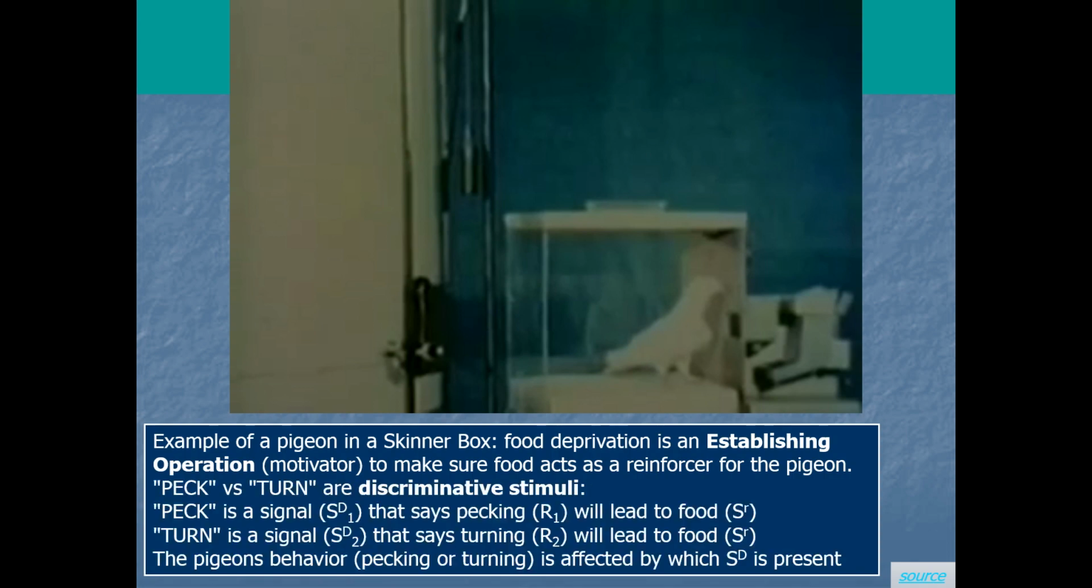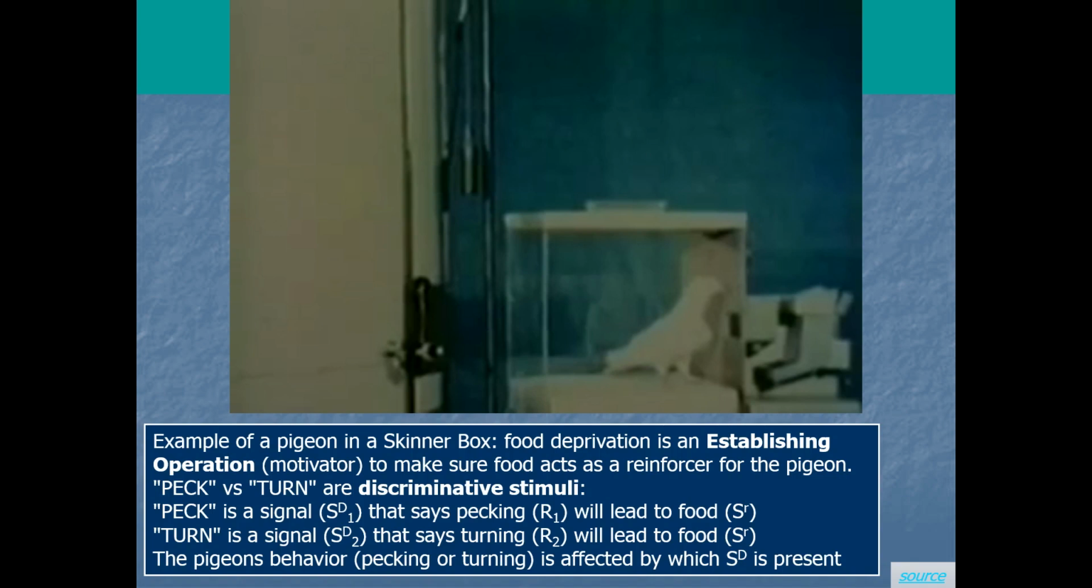Meanwhile, just to apply some of the terminology we've learned to this video here, we can see that the peck versus the turn signs in that little box, those were discriminative stimuli. So peck is a signal, we could say our first discriminative stimulus, that says pecking will lead to food. So the first behavior of pecking, R1, will lead to food. If they do R2 when the peck signal is up, if they do the turning behavior, then it doesn't lead to food. So the peck signal sets the occasion for the pecking behavior, making pecking more likely.